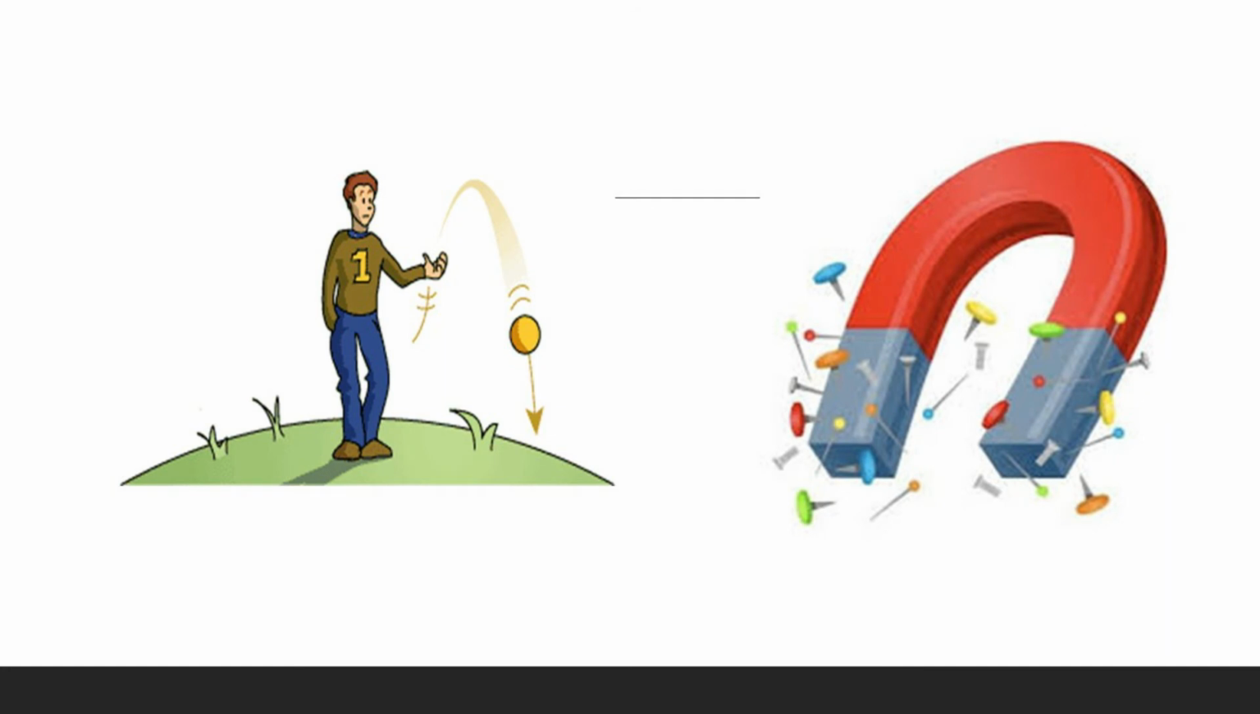You can see here, the first picture is of gravitational force. A ball which is going up is falling down towards the center of Earth. And second, the magnet. When iron nails come near the magnet, they are attracted by the magnet, and the force which is pulling these iron nails towards the magnet is known as magnetic force.